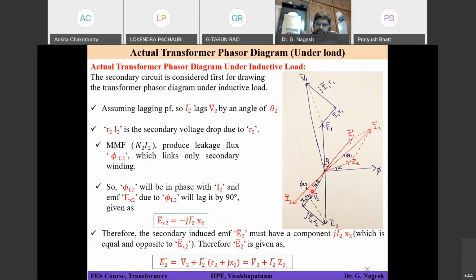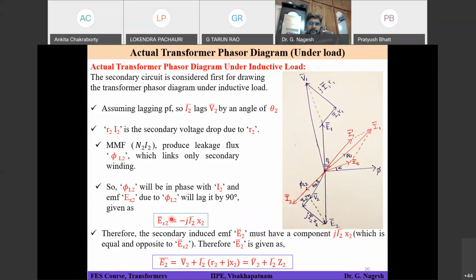If I2 has, let's say, 30 degrees lagging, so minus J I2 will be 30 minus 90. So whatever value you get, that will be here. Is it clear, sir, to everyone? How you got minus J into x2?